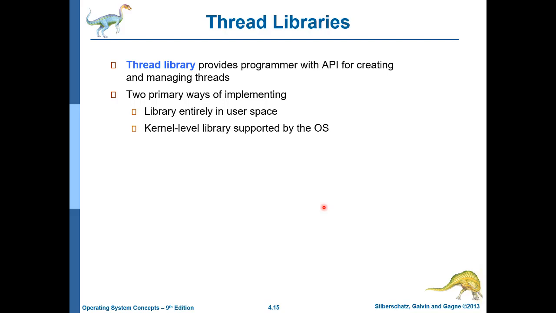Okay. Now there are two types of possible implementation for thread libraries. One implementation of a thread library is possible entirely in the user space, and you remember the user space and the kernel space. User space means it has the same authority or privileges just like the user application. And the other one is to implement it as a kernel level library which is supported by the operating system. Now what is good and bad in these two?